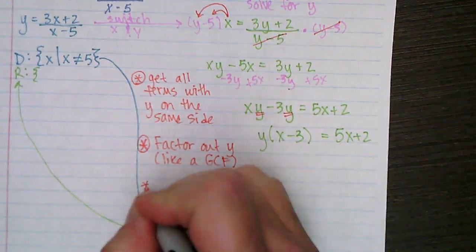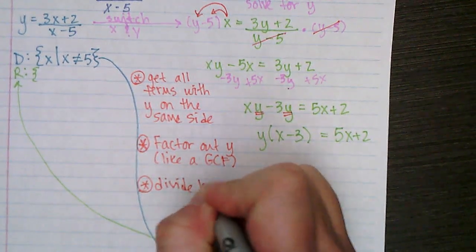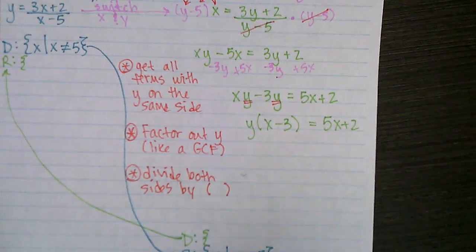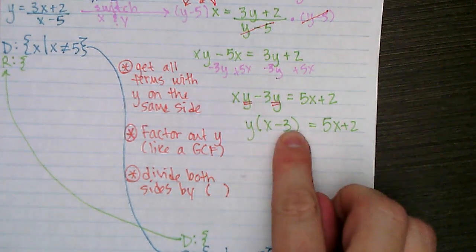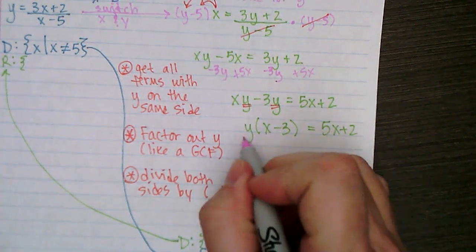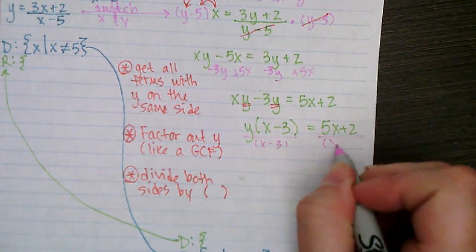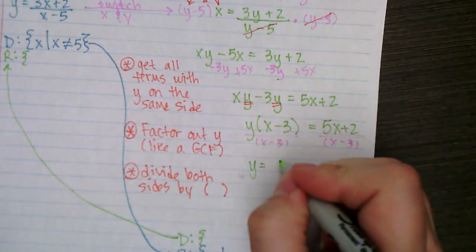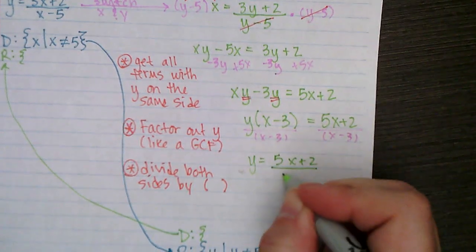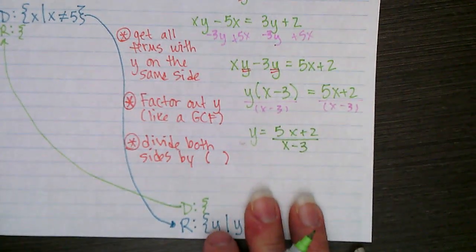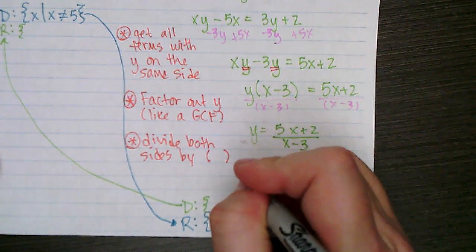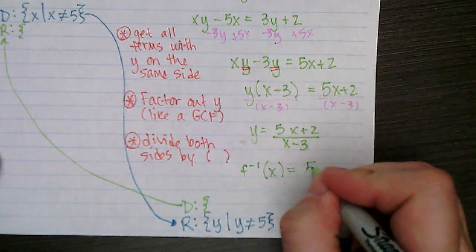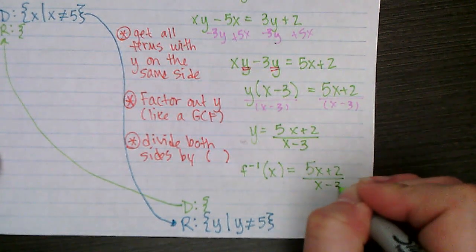And then the next thing we'll do is divide both sides by the parentheses. So I'm just going to divide both sides by x minus 3. And that's going to give me y equals 5x plus 2 over x minus 3. And then this is my inverse function. Remember, we needed to rewrite it with inverse function notation. So the inverse function would be 5x plus 2 over x minus 3.